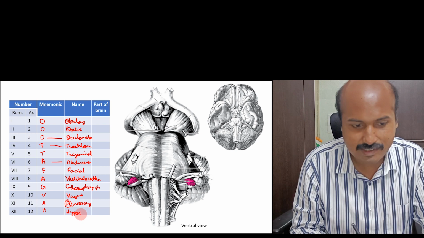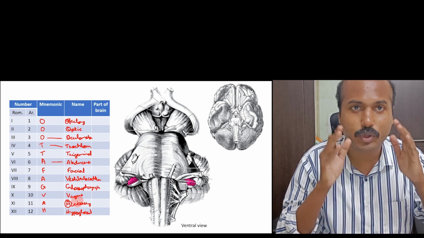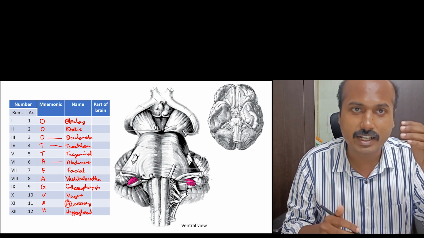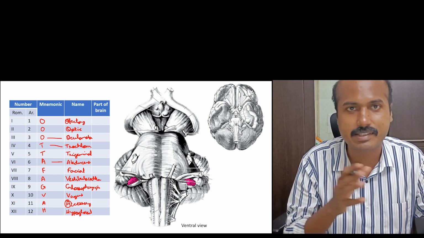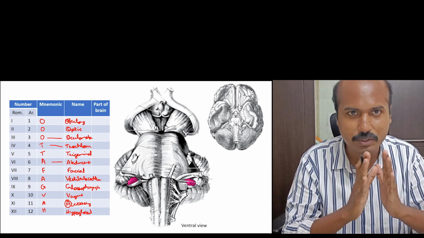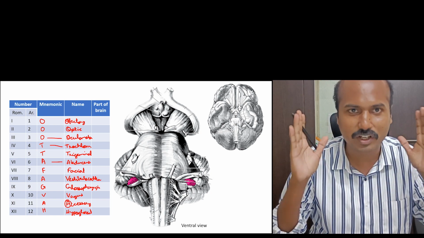So the first task that I want to assign is you have to know the name and the number. Whenever you are asked what is the cranial nerve number 8, you have to say it is vestibulocochlear. You are asked cranial nerve number 12, you have to say it is hypoglossal. When you are asked which is trochlear nerve, you have to say it is 4. So always this part should be very clear. The number and the name should be extremely correlated in your brain.